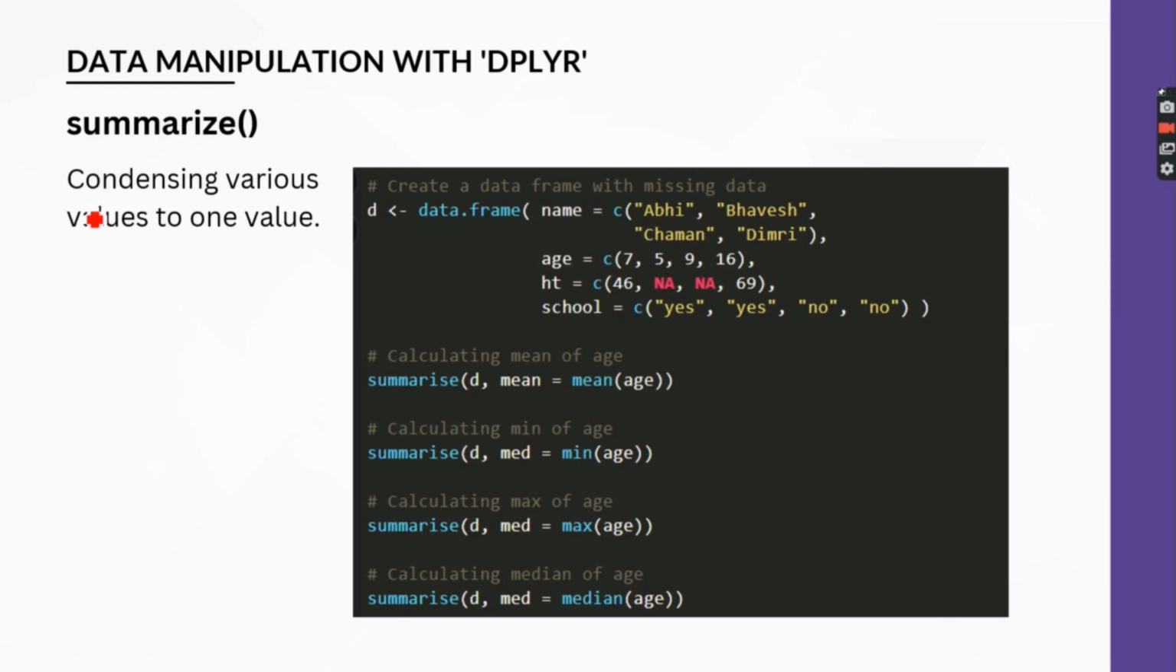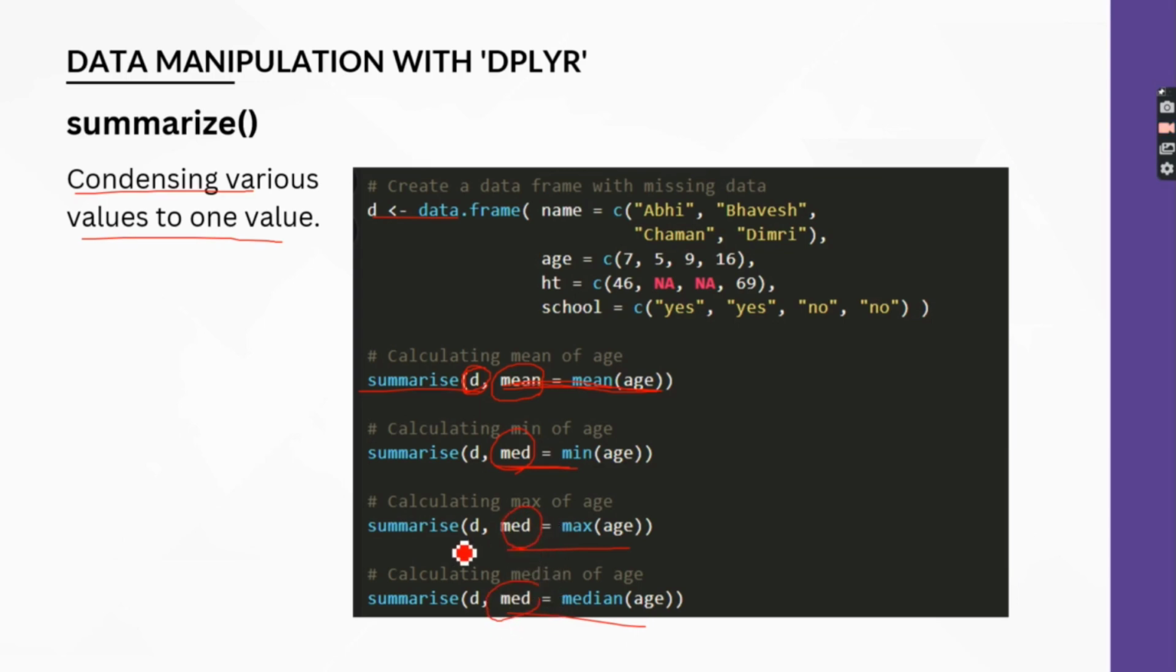Now we'll see summarize. Summarize condenses various values to one value. How? Let's see. We are using the summarize function. Again, we are telling it to use the d data frame that we have defined here. We are asking it to use mean. We want a mean value of age, and we are giving it a variable named mean. The same we are doing for the minimum of age, and the same for the max of age, the highest age anyone has, that is Dimri. We are using it for median as well.